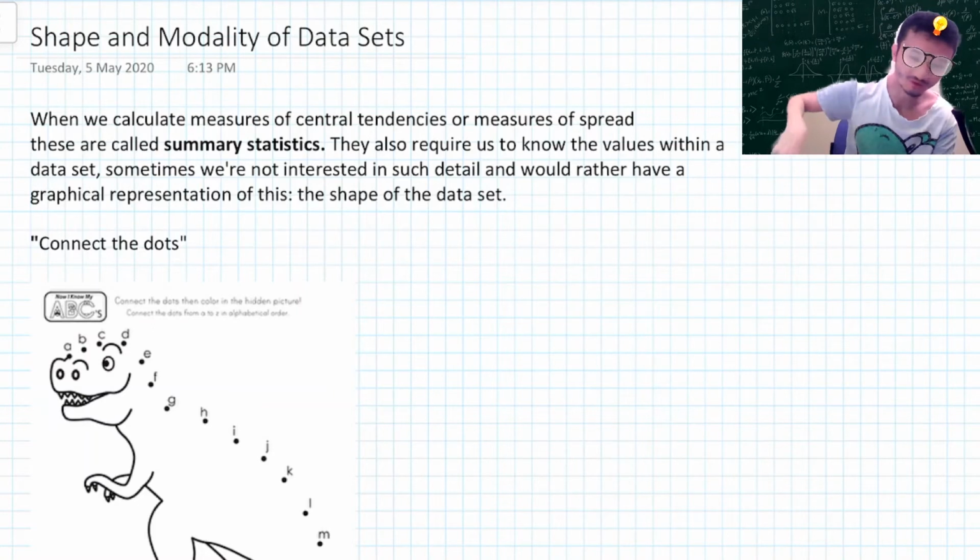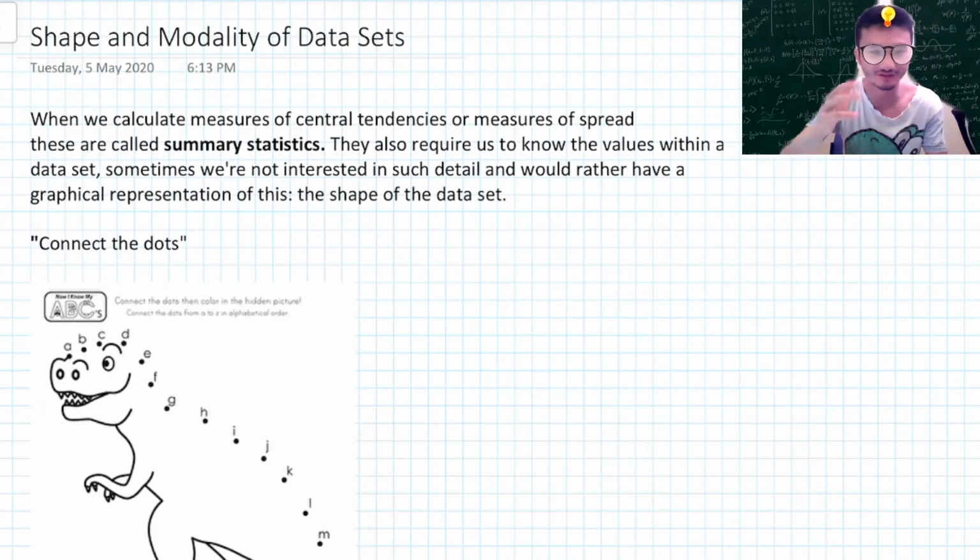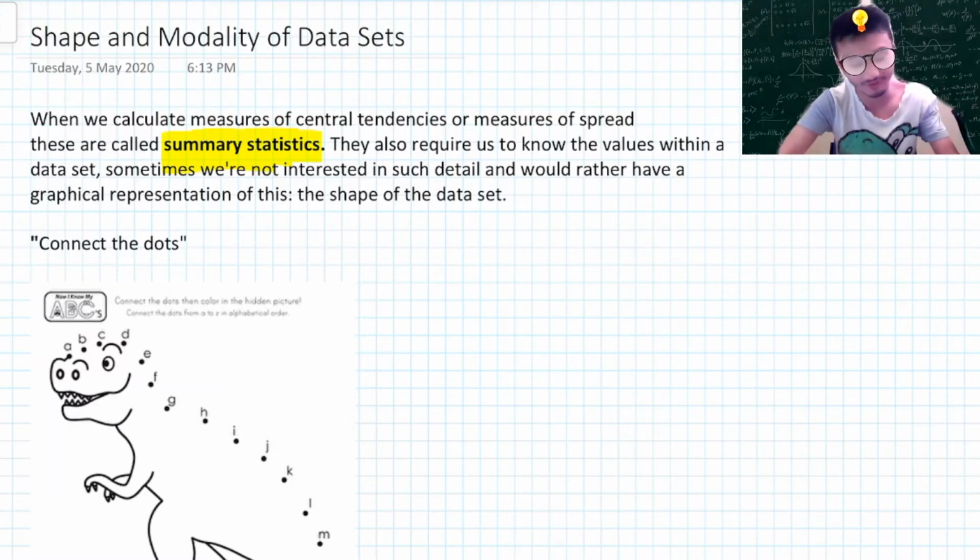All right. So I want to be talking about shape and modality of datasets. When we talk about calculating measures of central tendency and measures of spread, we're really interested in actual values, and we call these summary statistics. They give us a numerical value, which gives us information about a data set. But sometimes we don't need to have that fine detail about each and every single one of those values. We only need to get a bigger picture of things.